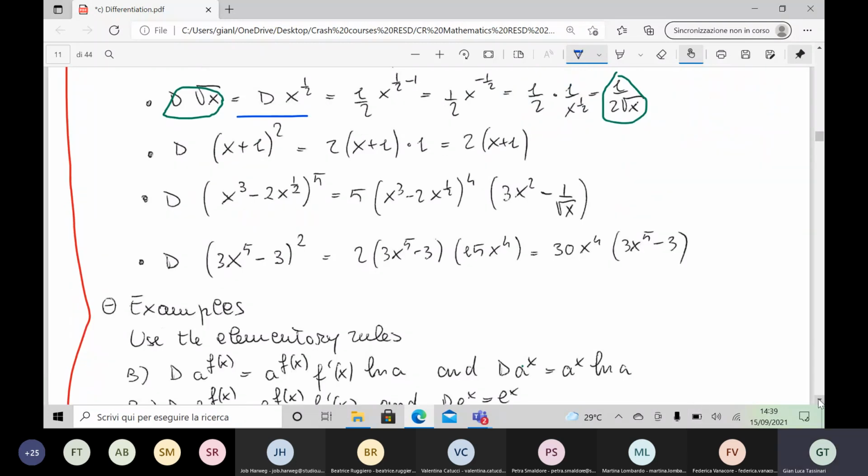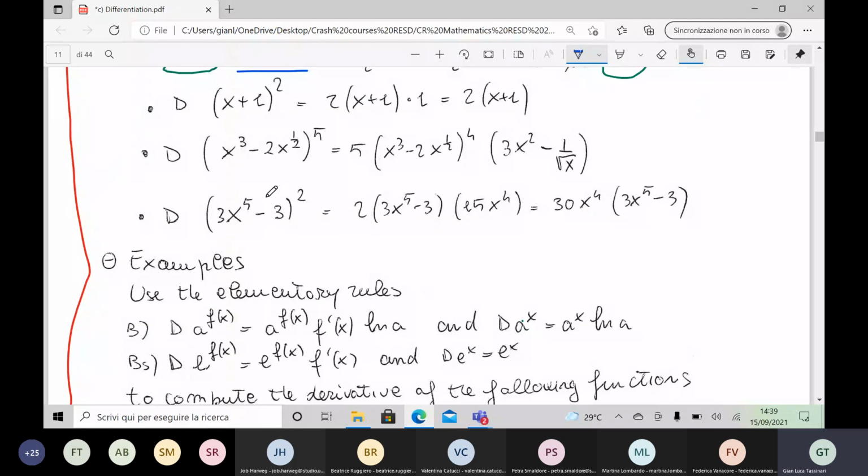Now, another example. Compute the derivative of this function. What kind of function is this one? It is f of x raised to the power alpha. This is the inner function, and the raising to the power 2 is the function g, the outer function. So remember, we need to do alpha times f of x as it is, raised to the power alpha minus 1, so 1, so you can omit to write it, times what? The derivative of the inner function.